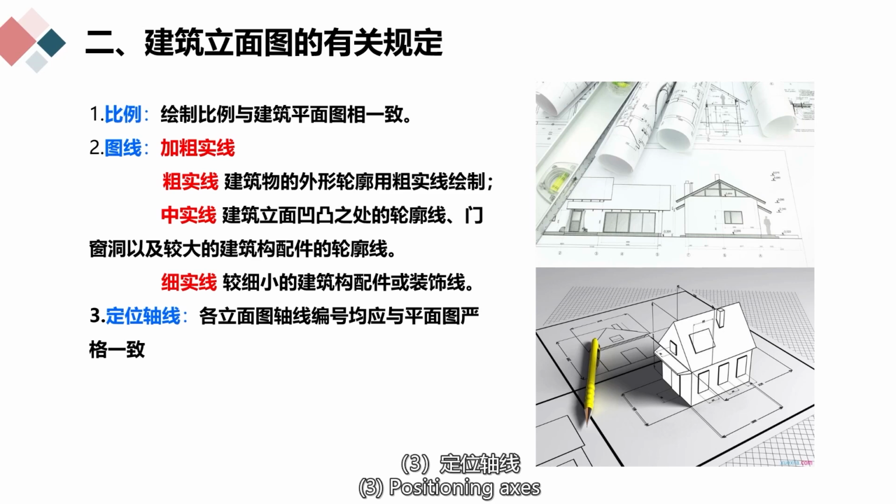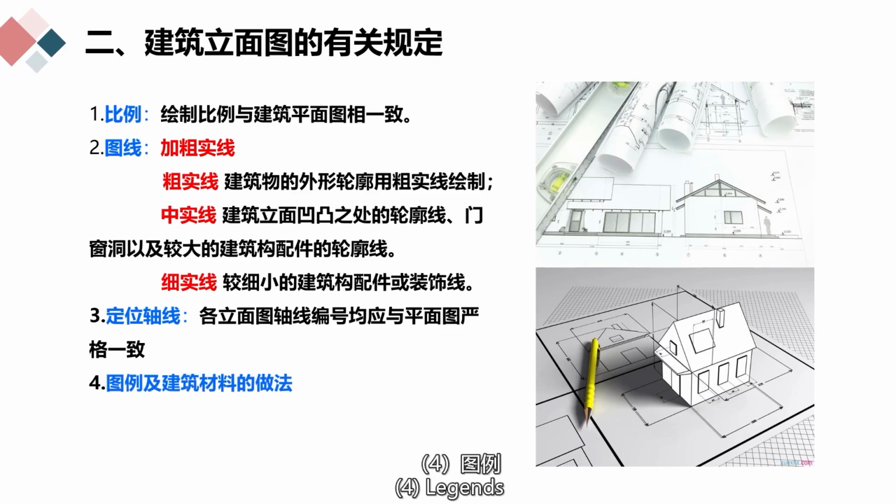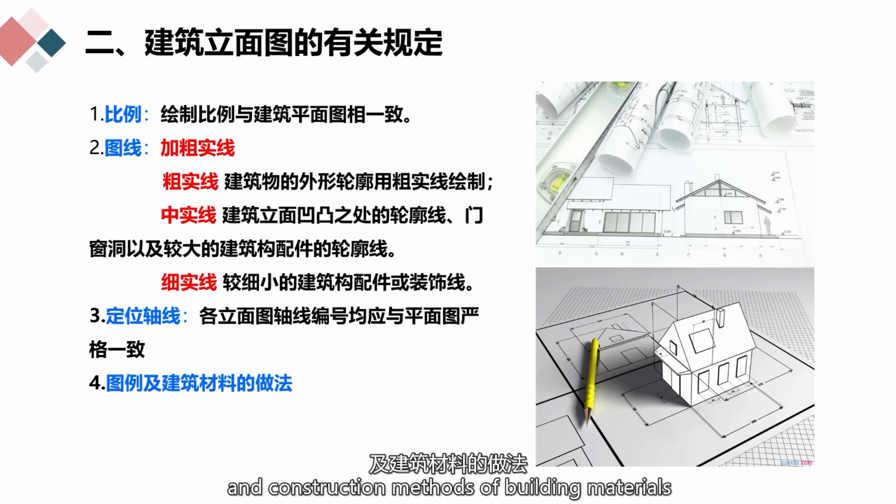3. Positioning axes. Only draw the positioning axes and their numbers at both ends, and the numbers shall correspond to those in the plan view. 4. Legends and construction methods of building materials.